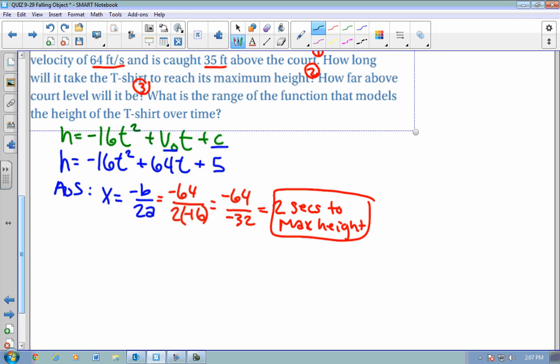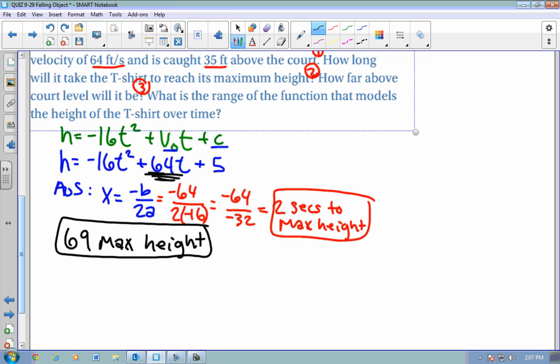Then you plug in the 2, and this is where some people are getting it wrong. The error was that you were still using the 72, and you were supposed to be using 64. So when you insert the 2 for all the t's, you should have gotten 69. Is that right? 69 is the max height.